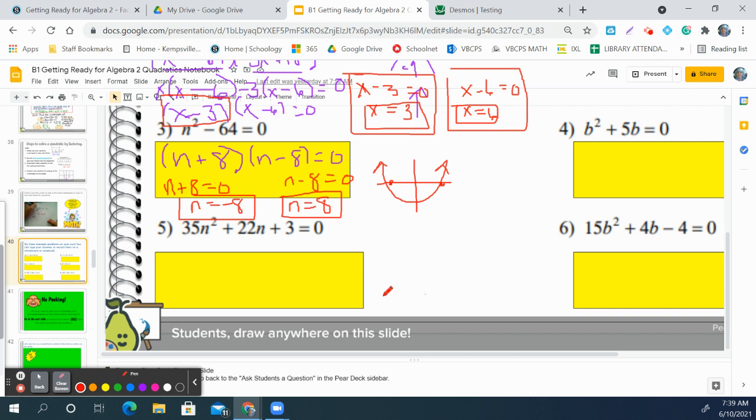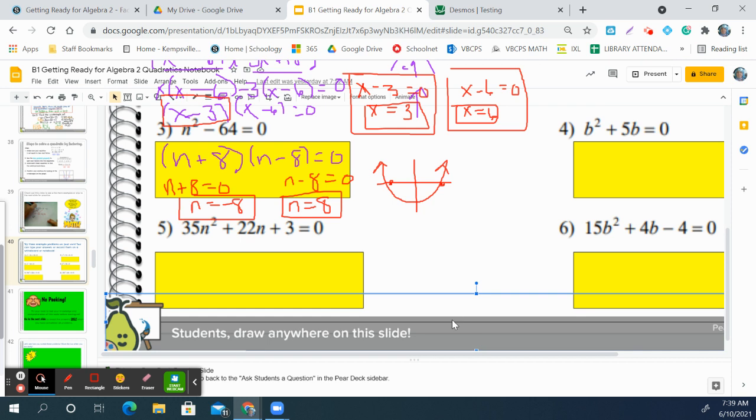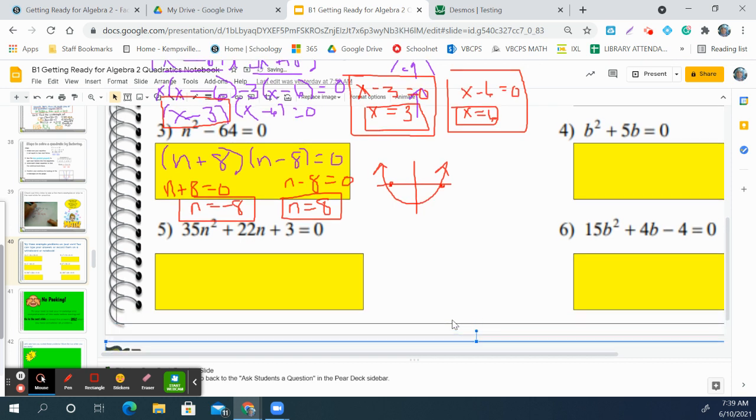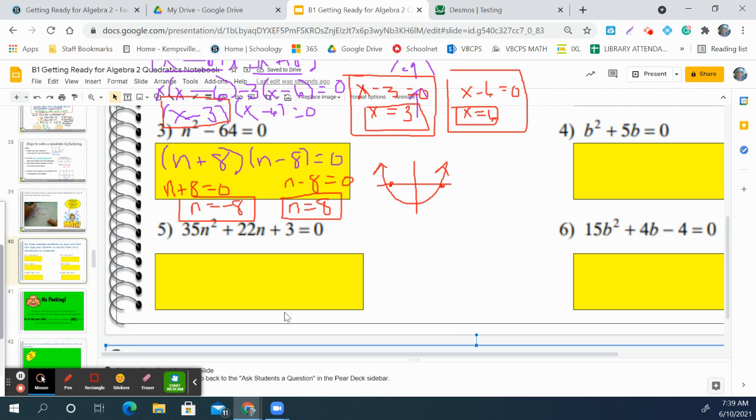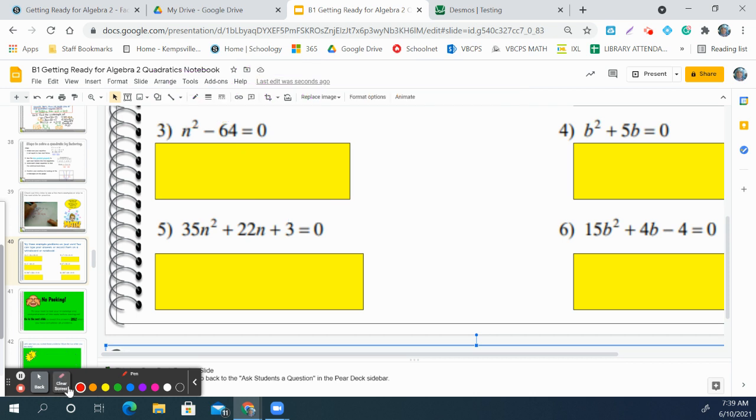Number 5 kicks it up a notch, for real. What do I do with number 5? We could do 3 times 35 and put that in the top of our X puzzle. Is there a greatest common factor here? Can I divide anything out? I don't know, 22 divided by 3, does that work? It doesn't. So I think you are 100% right. We've got to do that multiplication. So 35 times 3 is what?